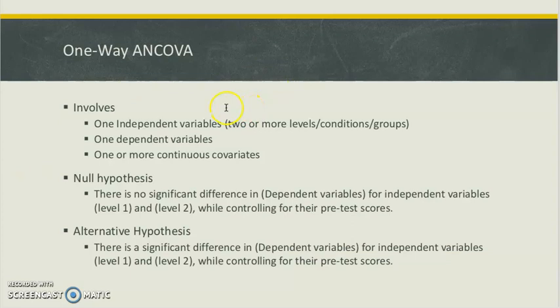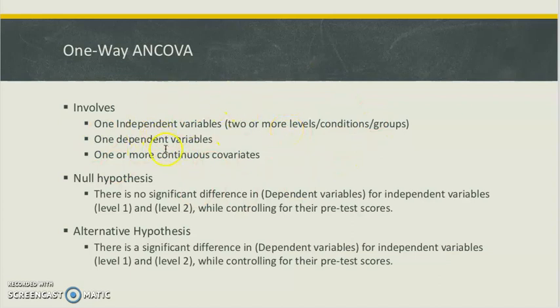So in one-way ANCOVA, it involves one independent variable, which has two or more levels, conditions or groups. Only one independent variable, one dependent variable, and one or more continuous covariates. So ini adalah syarat untuk jalankan ANCOVA.